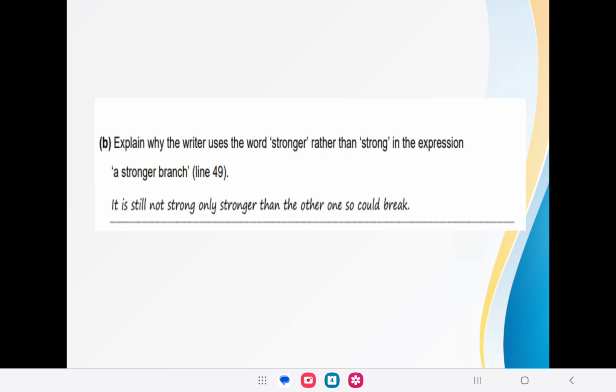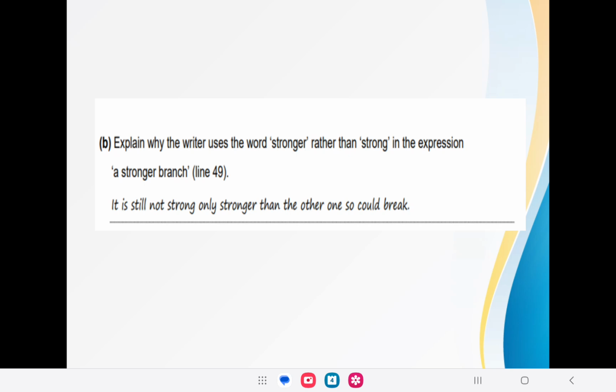Usually this is question 2b, it can be 2c also in your use of language task. So usually this question deals with the use of words, and it has some kind of grammatical connection that shows why certain vocabulary has been used, why the writer is giving preference to one word over another word. So look at this question. Explain why the writer uses the word stronger rather than strong in the expression a stronger branch.